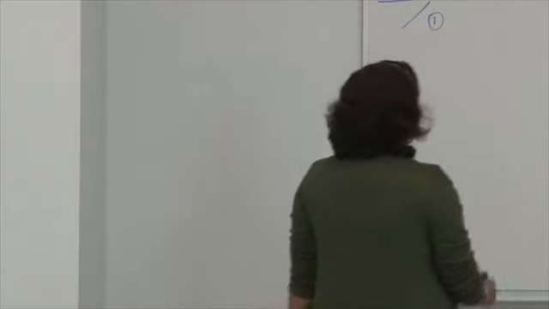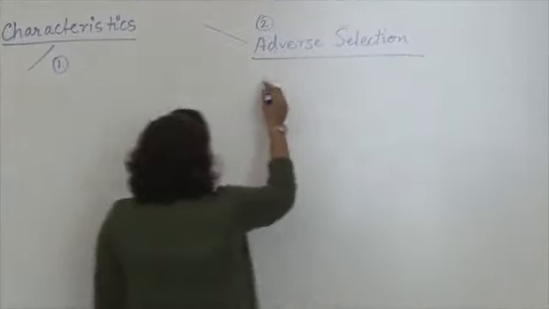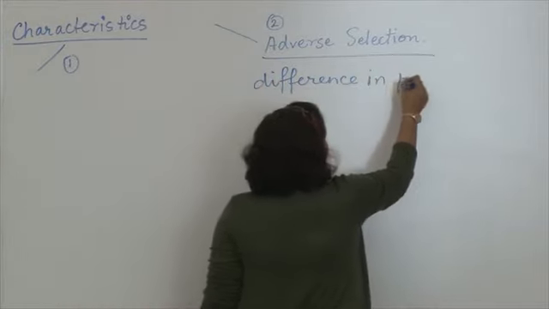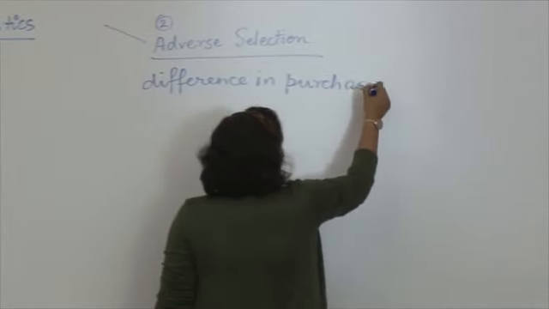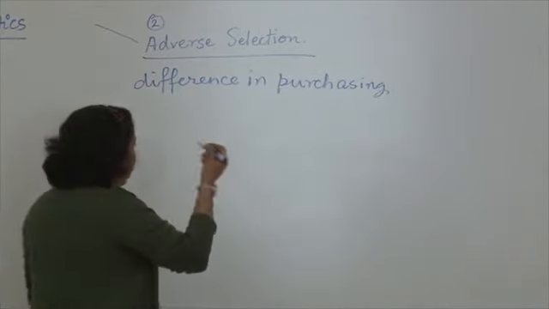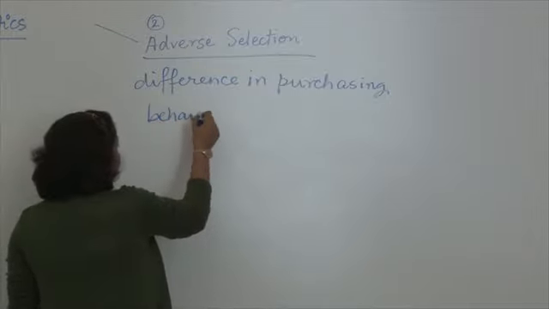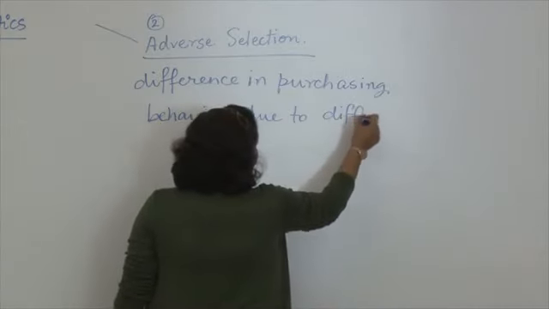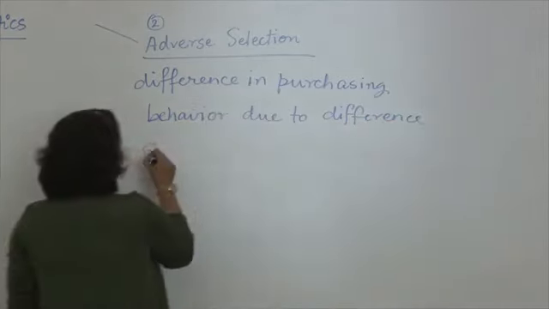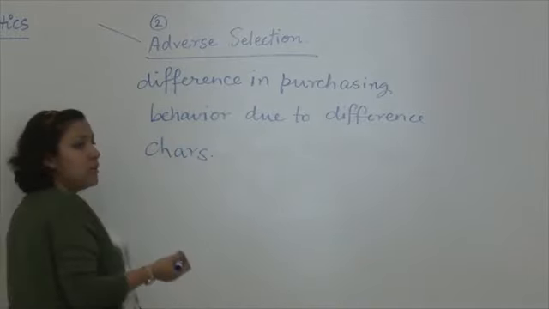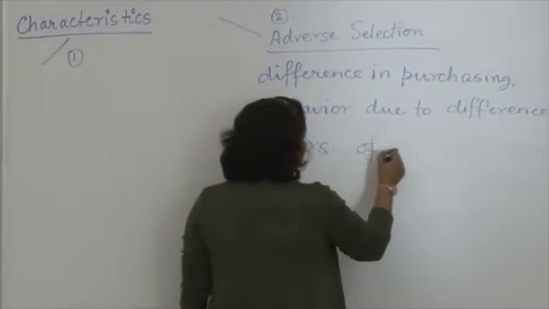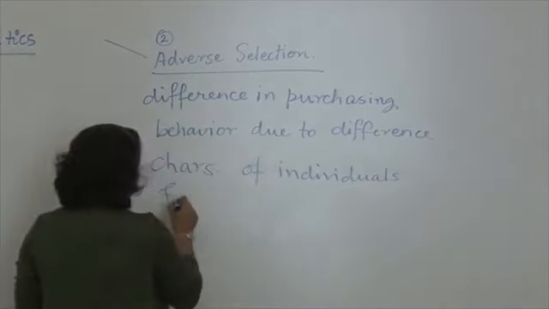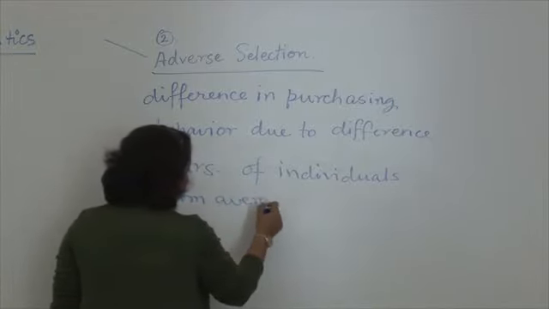So, adverse selection basically refers to difference in purchasing behavior, and by purchasing behavior I am specifically referring to the purchase of health insurance, due to difference in characteristics, and by characteristics I mean personal as well as health characteristics of individuals from average.